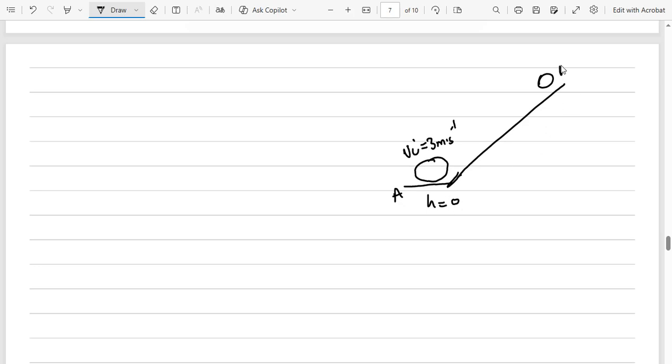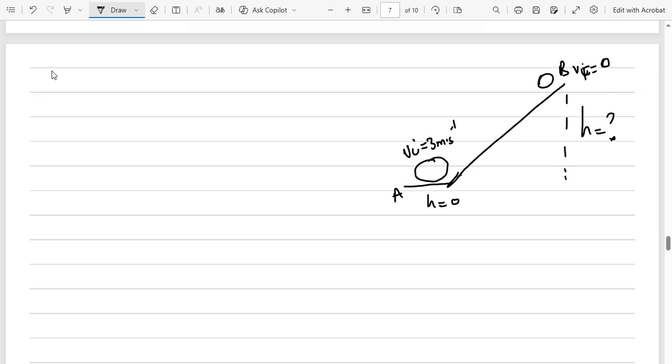The height is 0. At point B, it will have V final of 0. So let's say that we don't know the height of point B. A 2 kg ball is on the ground. Determine the maximum height the ball will reach at B. They want us to find H.